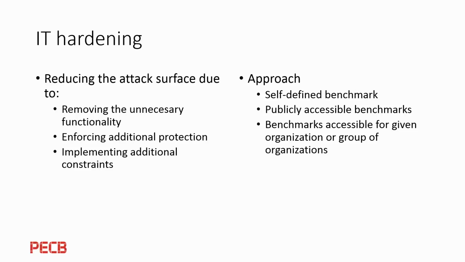The other approach is enforcing additional protection. For example, enforcing additional cryptographic tools, encrypting data at rest or data in transit, some additional authentication mechanisms, some additional access control tools, logging mechanisms, and so on. So there are some mechanisms which are normally switched off, but you make them work in your system, and in this way improve the security of the whole infrastructure.